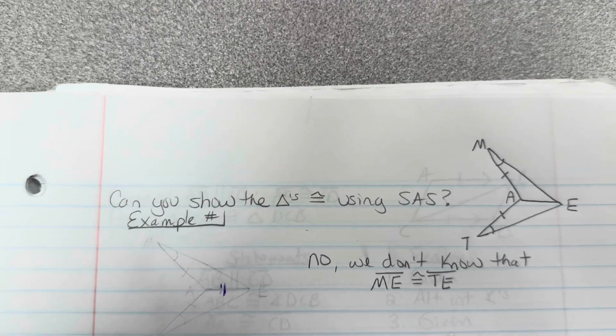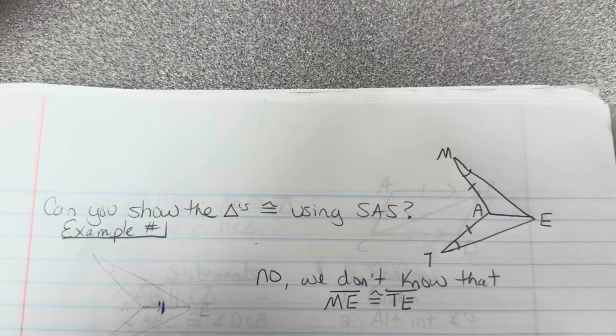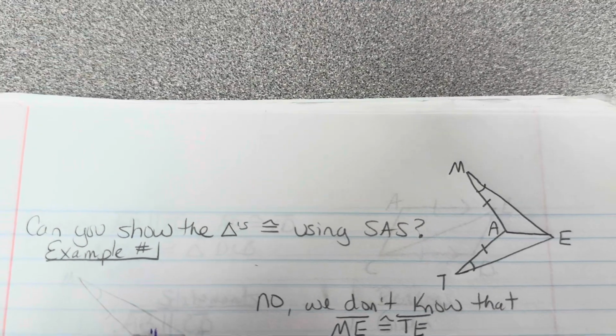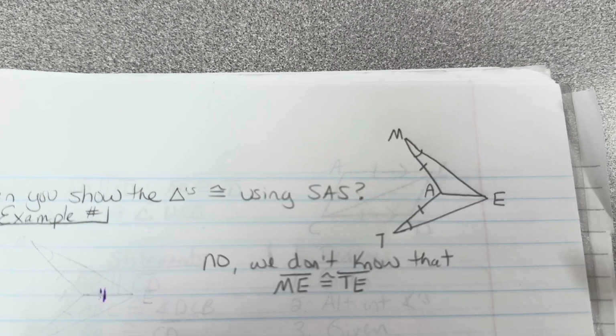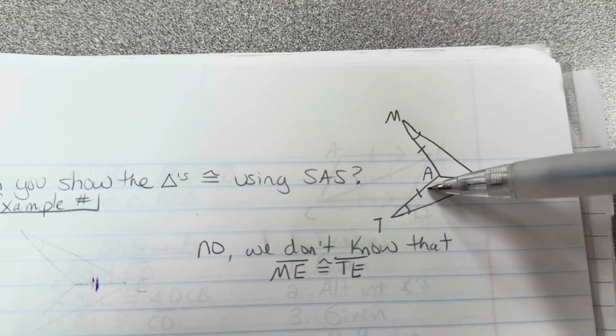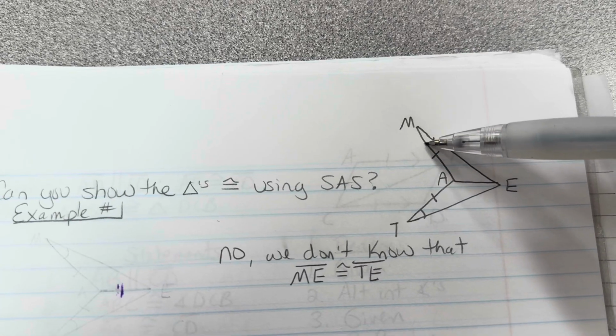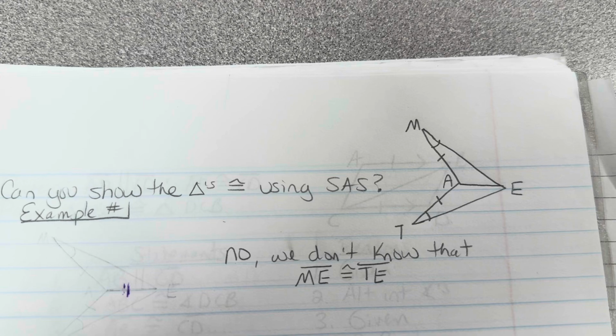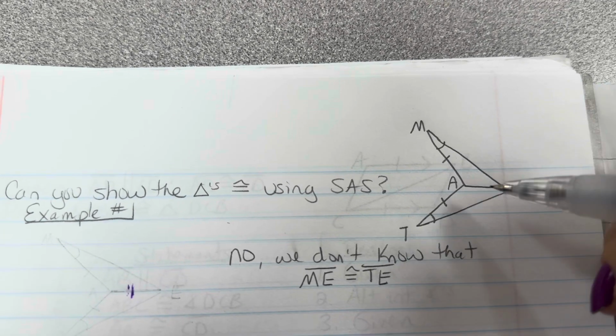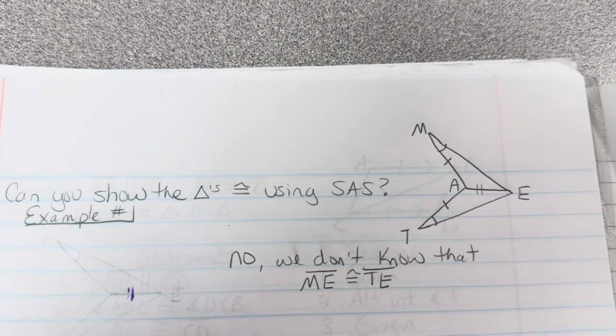First two examples, it says, can you show the triangles are congruent using side angle side? Well, as always, they don't always give you every single part of the information. They tell you that MA and AT are congruent, and angle M and angle T are congruent. And the only other thing I can mark that is not already marked is AE is congruent to itself.